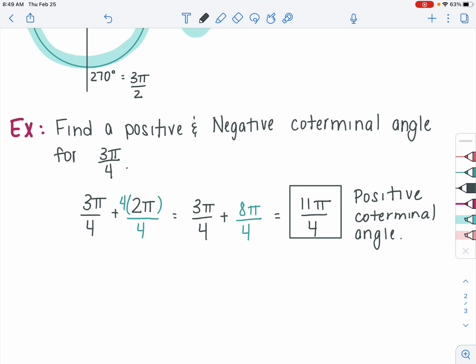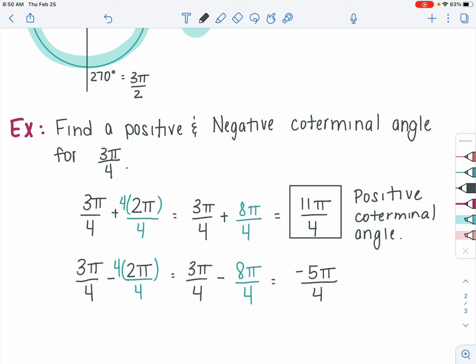Then, if I want to still find my negative coterminal angle, I'm going to do 3 pi over 4 minus 2 pi because I want to go backwards. But again, I know I need common denominators, so I need this to be a 4. I need to multiply my numerator by 4. So I get 3 pi over 4 minus 8 pi over 4, which gives me 3 minus 8, negative 5 pi over 4.